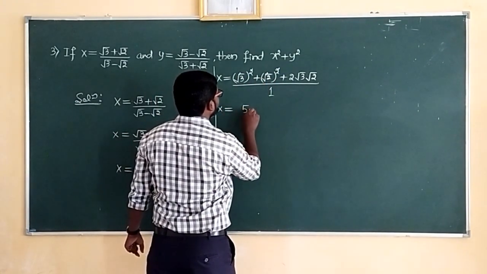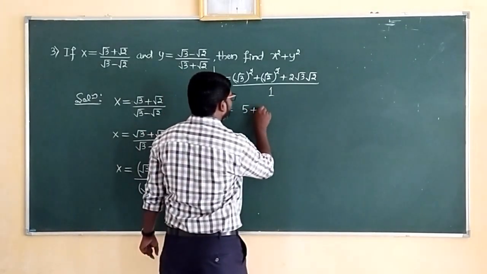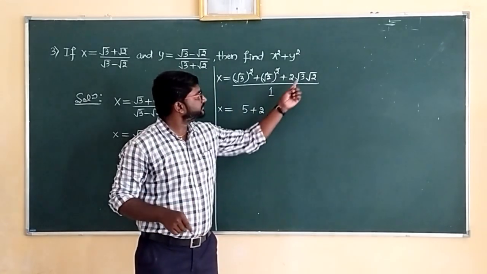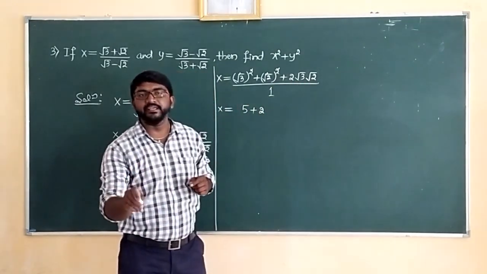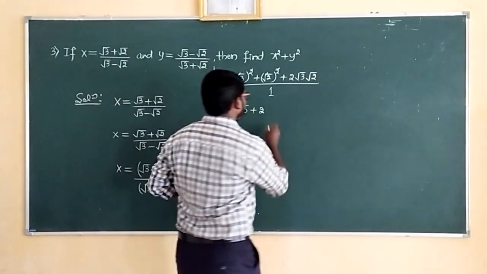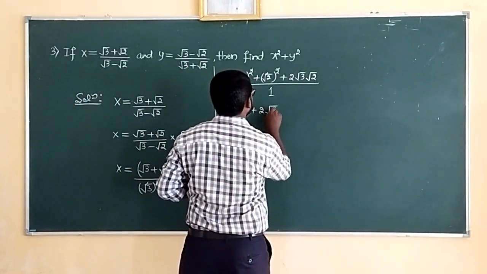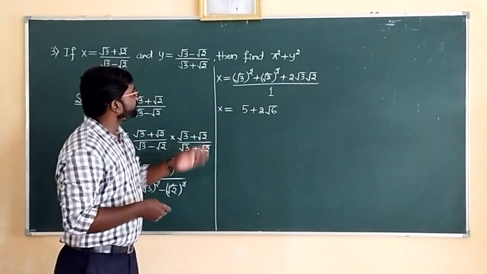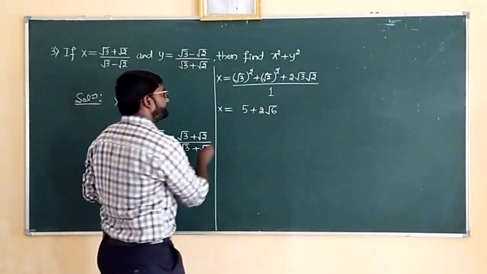So 5 plus 2 times root 3 into root 2, it is root 6. So these two will be multiplied. Root a into root b will always be root ab. So that is why this becomes 5 plus 2 times root 6. So next we have to go for y.